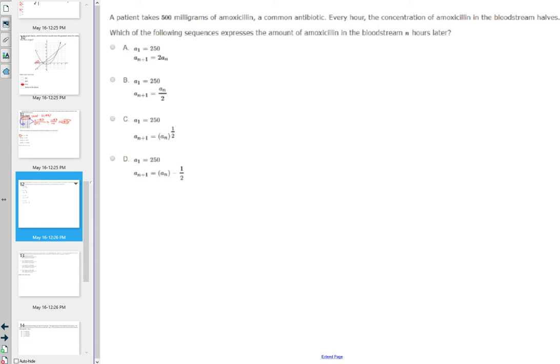So these look to be recursive definitions. All of them start off at 250, because after 1 hour, when that 500 gets cut in half, how much is left? 250. Then which one of these says that every new hour will be the same as the hour that came before it? So meaning every hour plus one is going to be half of the one that came before it. Yeah, B. But this is an exponent. It's not to the 1/2 power.